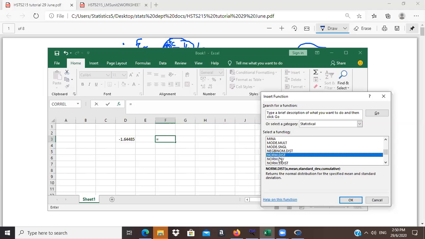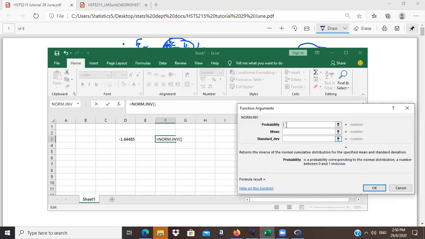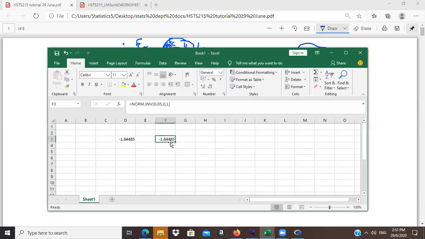So if you go here and click, my parameter is the probability, the cumulative probability actually. In this case, I want 0.05. That's the cumulative probability, and I'm using the standard normal. So the mean for the standard normal is 0 and the standard deviation is 1. So if I do that, I get minus 1.645.